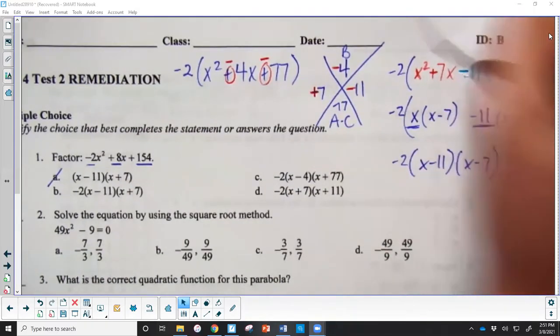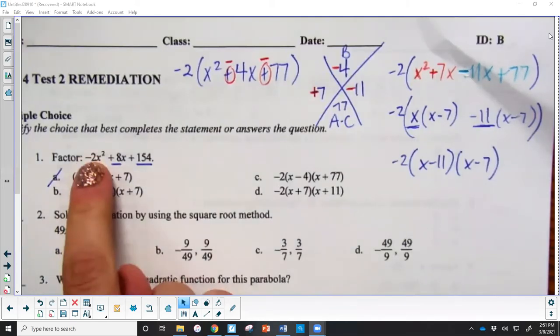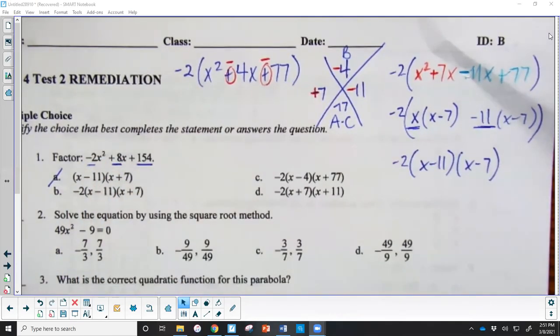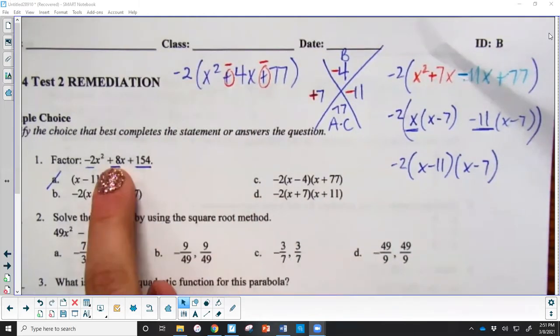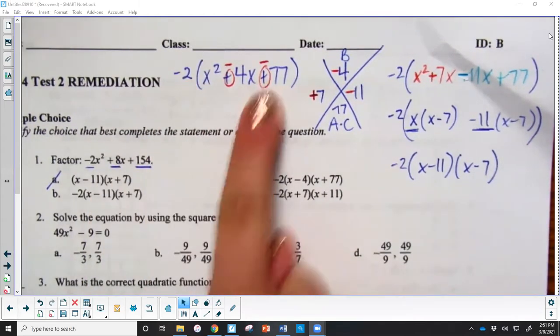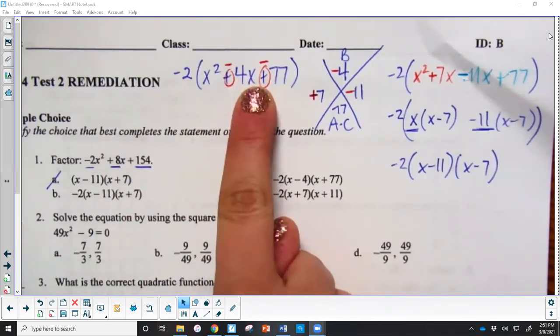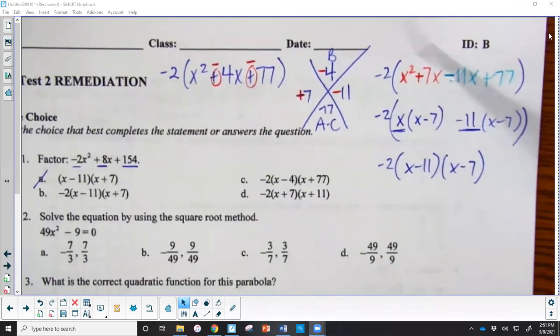All right, when I factor out a negative 2 here, that also means that I factor out a negative 2 here and a negative 2 here. That's why our signs have changed, okay? Because a negative times a negative is a positive. Negative times negative is positive. That's why these two signs right here need to be negative. All right, don't make that mistake. It's probably the mistake that you made actually on your test.